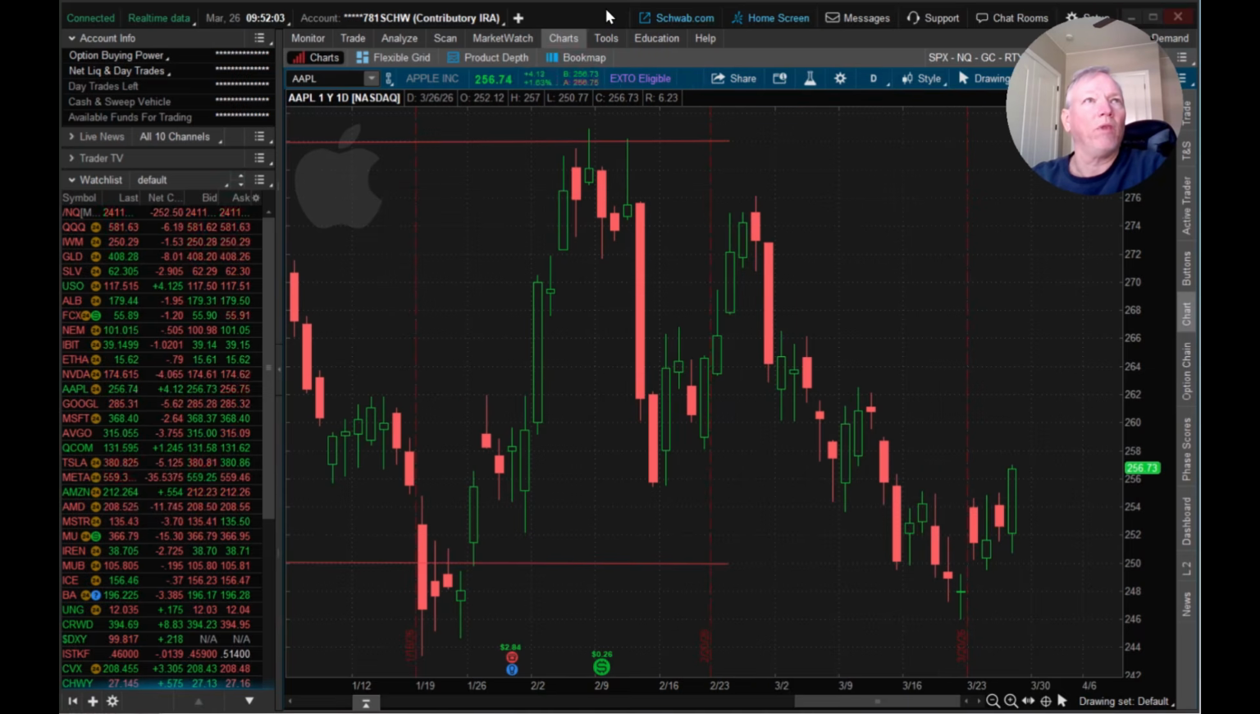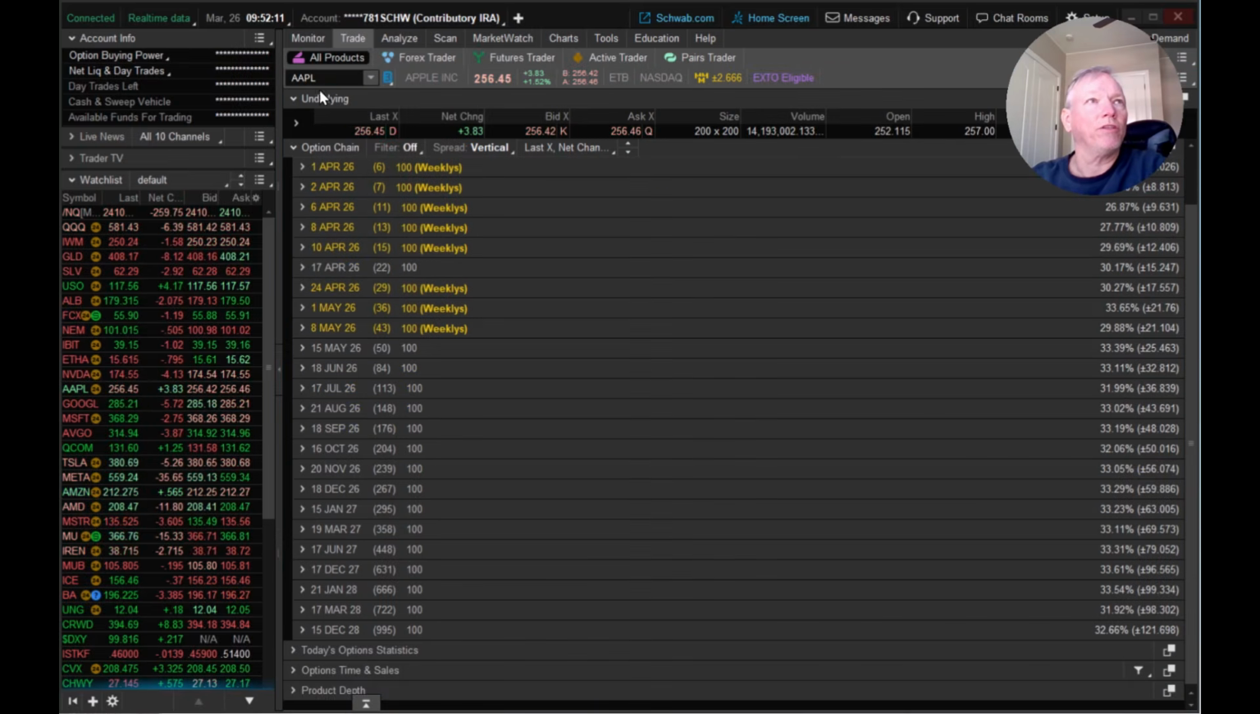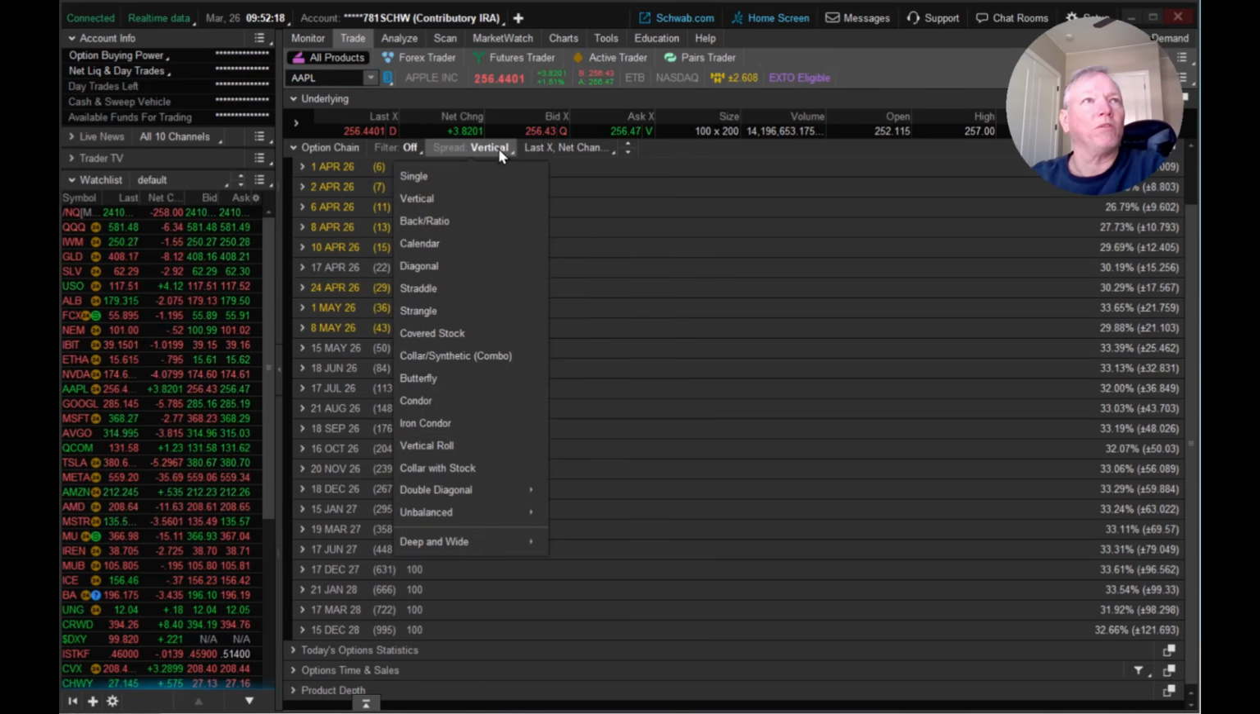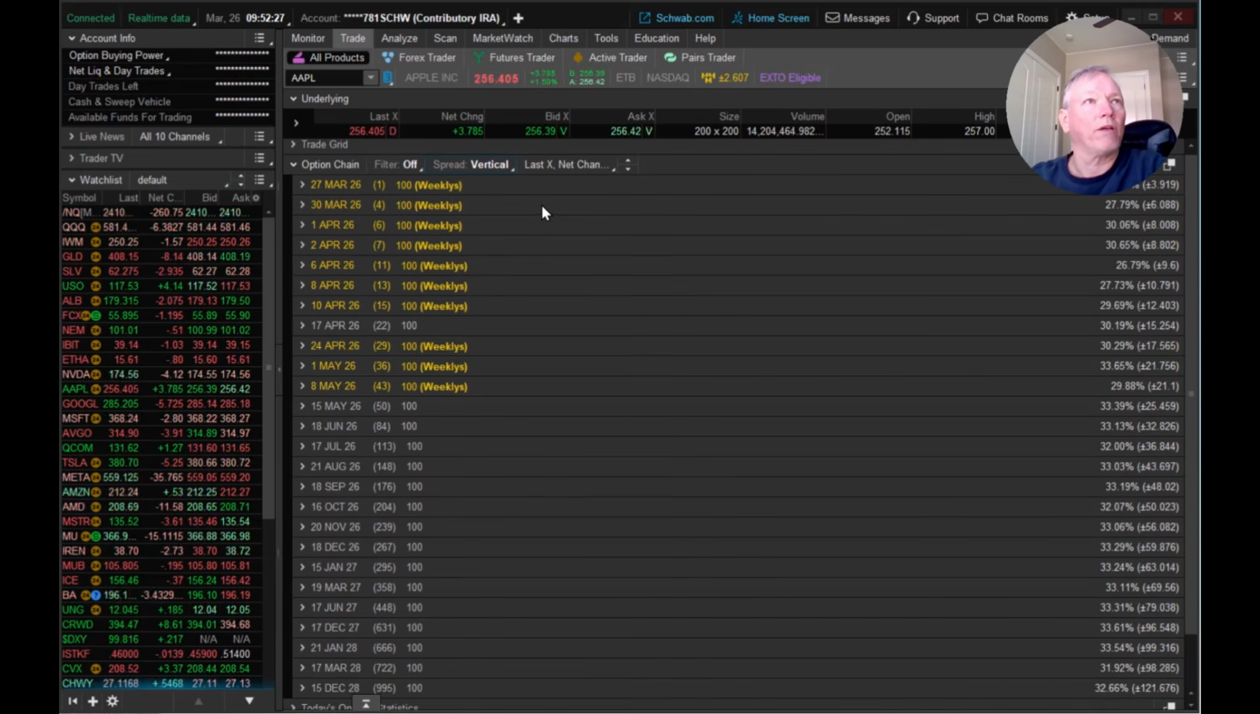This is the Thinkorswim platform. So we're currently on a chart. If we moved over here to trade, we'd be looking at different expirations for Apple. And because we're trading what's called a vertical, which is what a debit spread is, we'd want to click on that so that when we open up these expirations, we're able to see what strikes we're going to deal with.